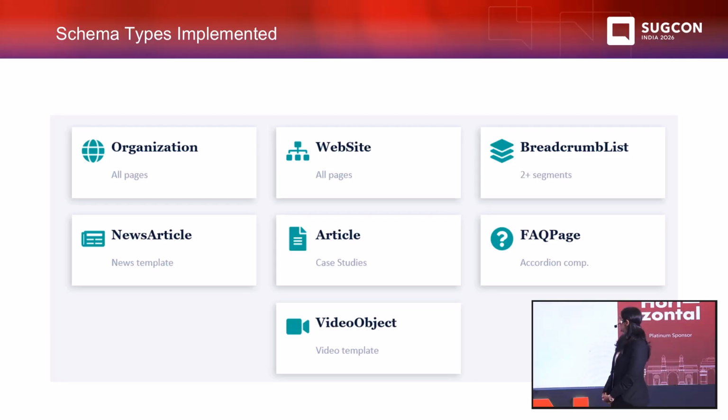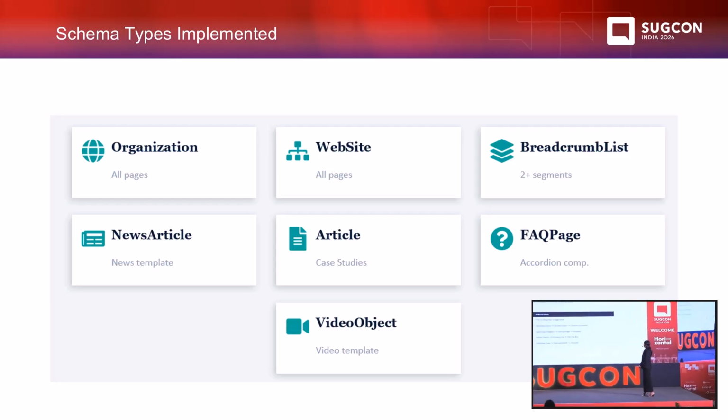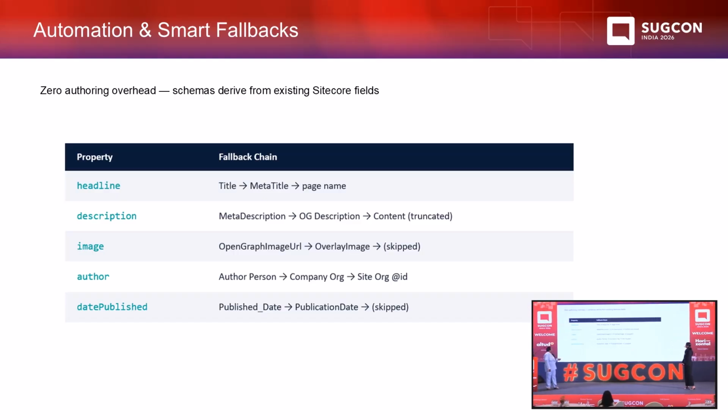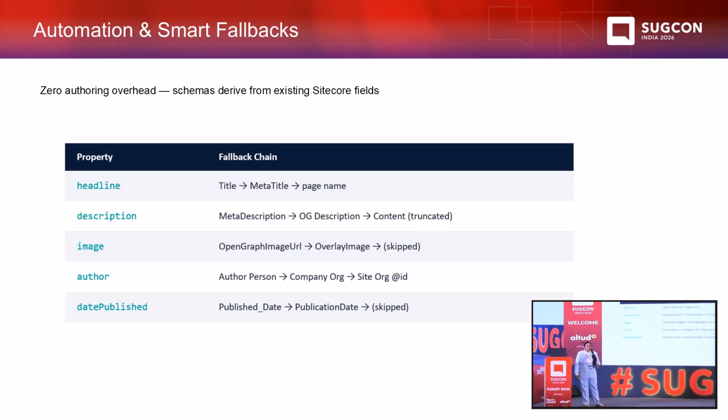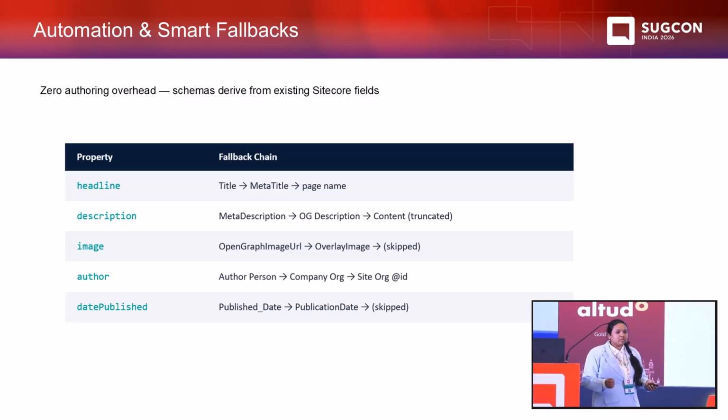Now, these are the schema types that we are using for the large-scale implementations, which we are going to see in a few minutes on a CMYK use case system. But before that, we also have automation and smart fallbacks in this, wherein there is zero authoring overhead. As I said earlier also, we are not using any additional field to get the content into the schema structure. We are just making use of the existing Sitecore fields.